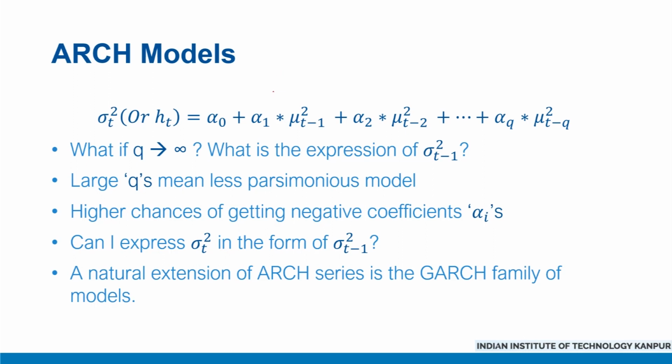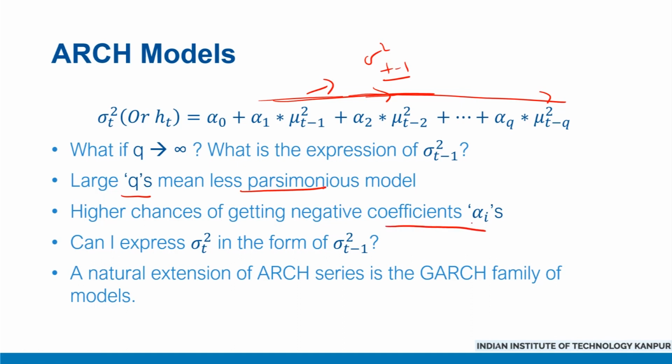However, this model has particularly two problems. One is, what if the lag structure is very long? Then this model becomes, as you can see, extremely unparsimonious. A simple way to solve that kind of issue would be to somehow get the expression in the form of sigma square t minus 1, which, as we will see, the GARCH family of models is a very simple and intuitive extension to this form of ARCH models. The idea here is that large Qs mean the model is much less parsimonious and there is a higher probability of getting negative coefficients or alpha i's, which leads us to think of simpler ways of expressing this model.